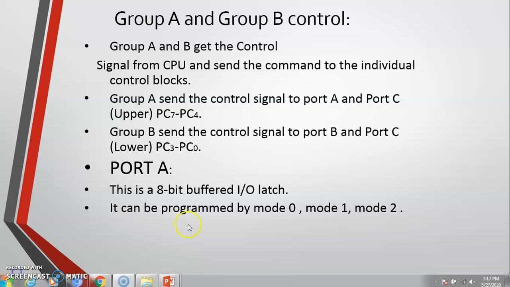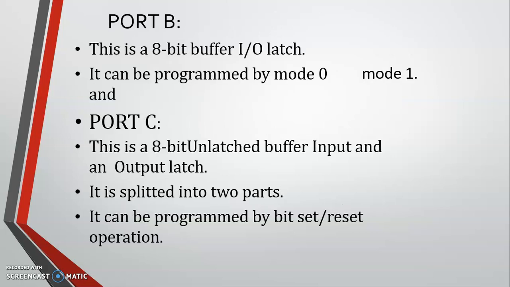Then port A. This is an 8-bit buffer input output latch. It can be programmed in mode 0, mode 1 and mode 2. Then the next port is port B. This is also an 8-bit input output latch, but it is programmed in mode 0 and mode 1 only. The next port is port C. It is divided into two parts. It is an 8-bit unlatched buffer input output port. It can be programmed by bit set reset mode operation.